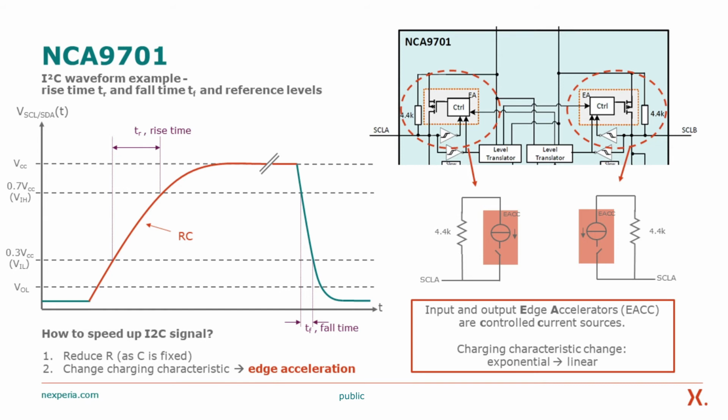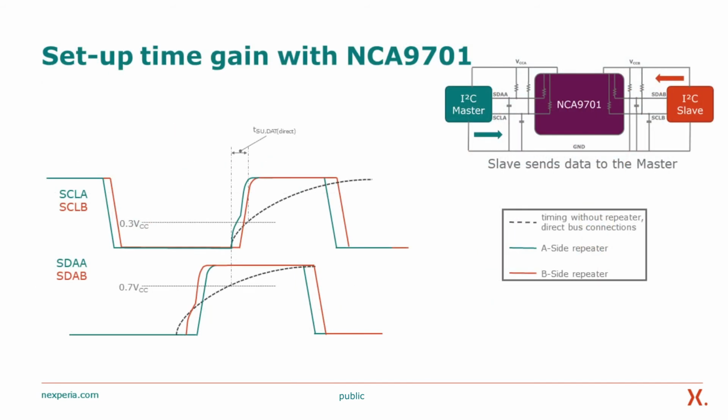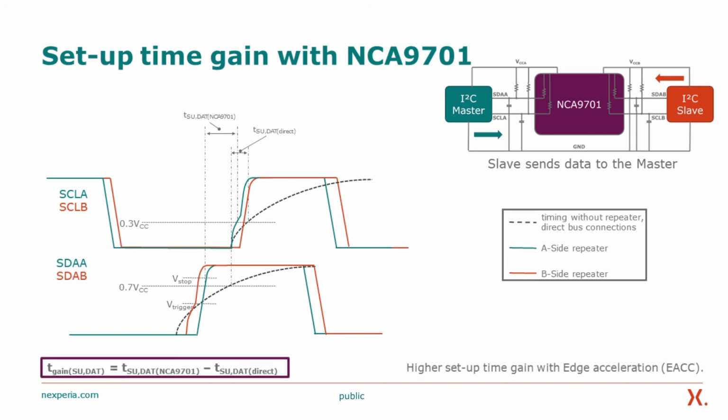Will the setup time gain benefit from this implementation? Yes, it does. The data setup time with the NCA9701 is much longer compared to traditional repeaters because the edges become steeper. In addition, rising edge acceleration for the output starts immediately once the input has passed the trigger. At this point, high state is detected at the input, leading to immediate acceleration at the output. Edge acceleration is performed until the signal reaches the stop. The NCA9701 provides data setup time which is longer compared to traditional repeaters. Setup time gain has been improved further.